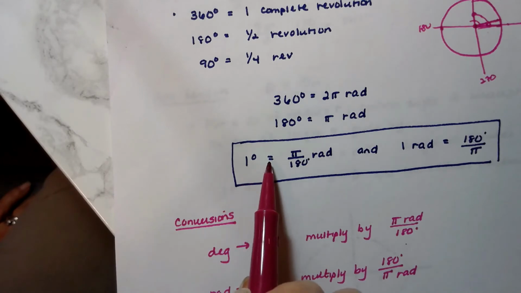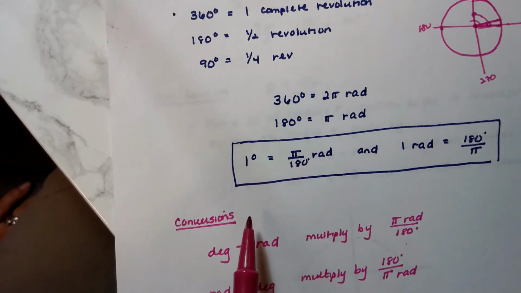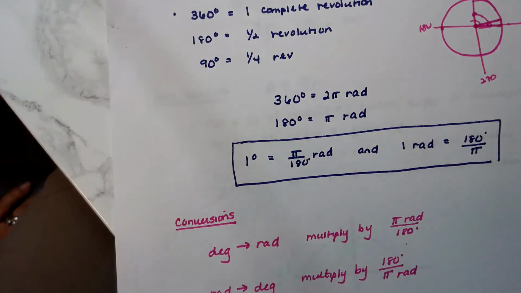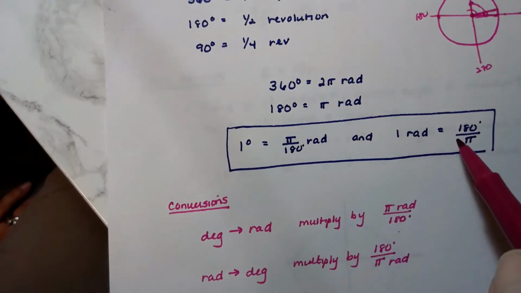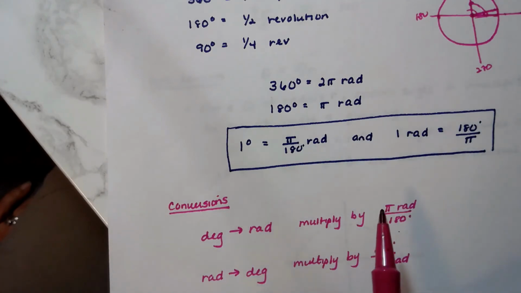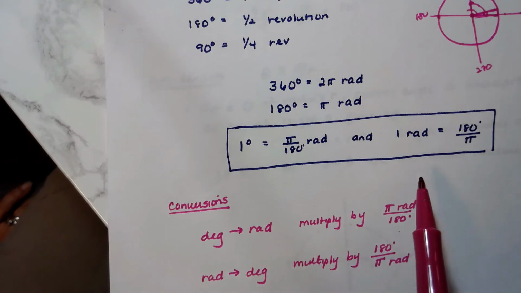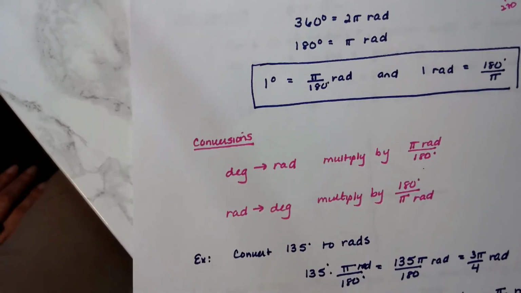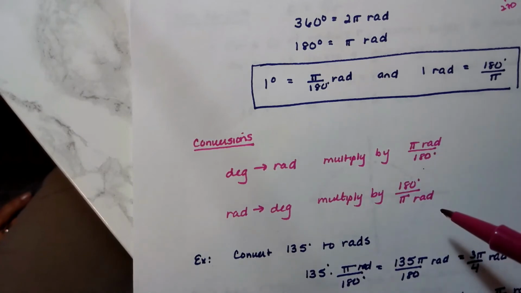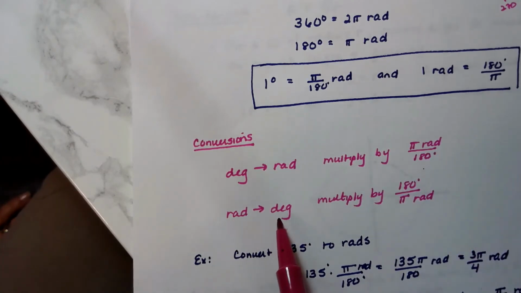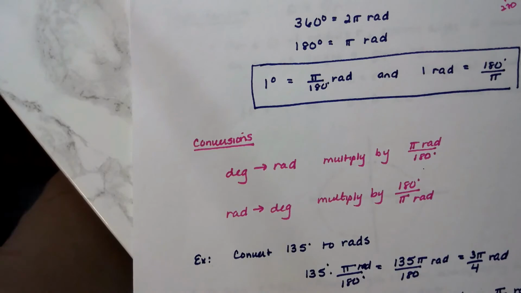Since 1 degree is equal to pi over 180 radians, it makes sense that 1 radian would be equal to 180 over pi. So you notice these two, they're just the reciprocals of one another. So it's super easy to convert from degrees to radians or radians to degrees. Okay? So if you want to go from degrees to radians, you just multiply by pi over 180. And if you want to go from radians to degrees, you multiply by 180 over pi.